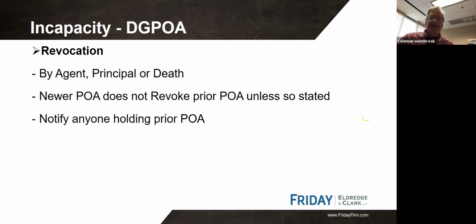But the funny thing about powers of attorney is they don't necessarily revoke your prior one. So if I sign one today, and then sign one tomorrow, but the one I signed tomorrow doesn't revoke the one I signed today, you have multiple powers of attorney. So things can get confusing. So if you're redoing one or wanting to make sure a prior one is not applicable, you've got to make sure in the newer one you say, I hereby revoke all prior powers of attorney.